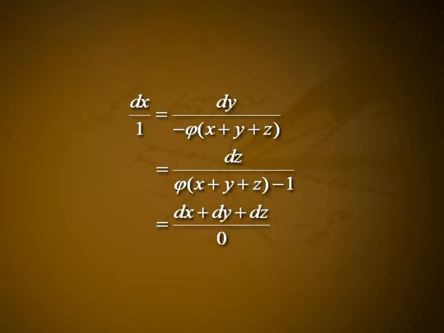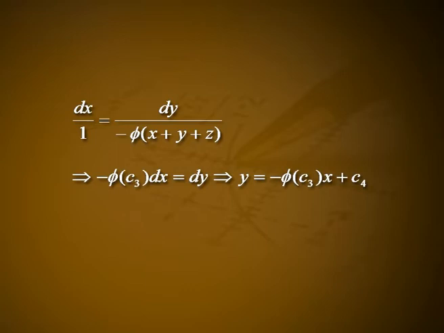Hence, Lagrange's equations are dx/1 = dy/(−φ(x + y + z)) = dz/(φ(x + y + z) − 1) = (dx + dy + dz)/0. Therefore, dx + dy + dz = 0 implies x + y + z = c3.